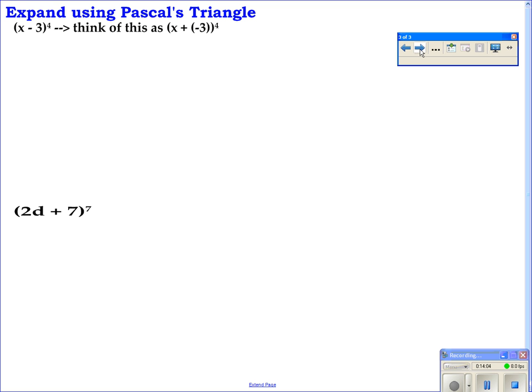But when you have a minus, this is what you need to think of it as. So after you write x minus 3 to the 4th power, write it like I wrote it as well, just to remind yourself that you need to think of that minus as really attached to your second term. So that's a negative 3.